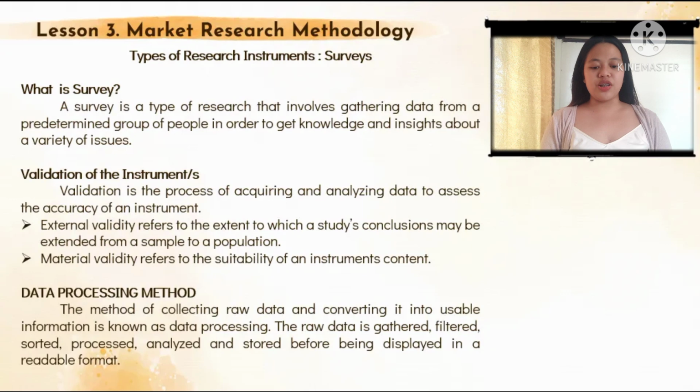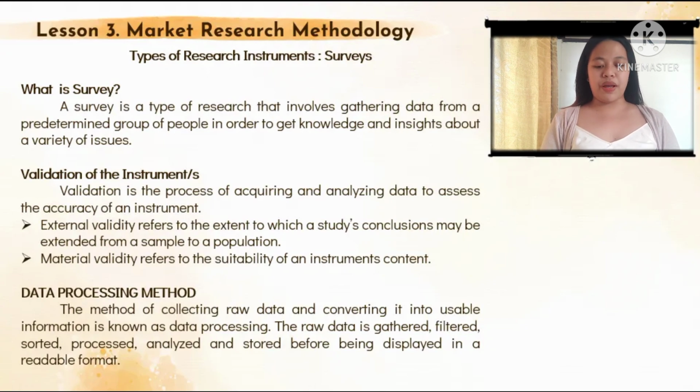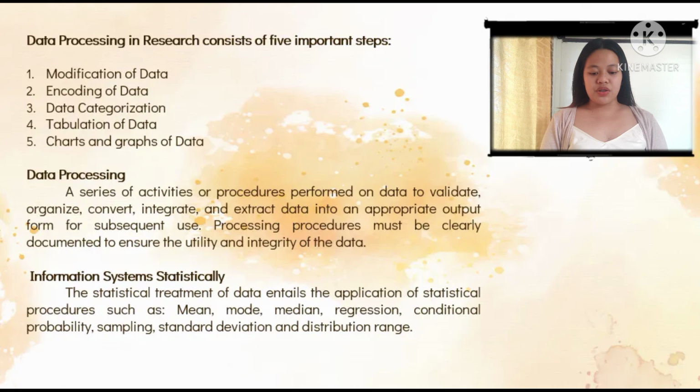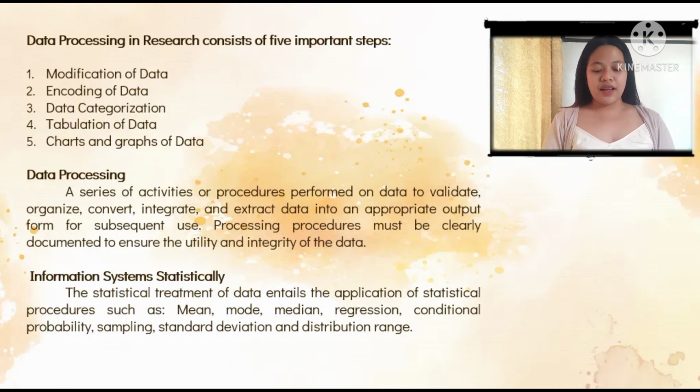Data processing method. The method of collecting raw data and converting it into usable information is known as data processing. The raw data is gathered, filtered, sorted, processed, analyzed, and stored before being displayed in a readable format. Data processing and research consist of 5 important steps. 1. Modification of data. 2. Encoding of data. 3. Data categorization. 4. Tabulation of data. And the last one is charts and graphs of data.